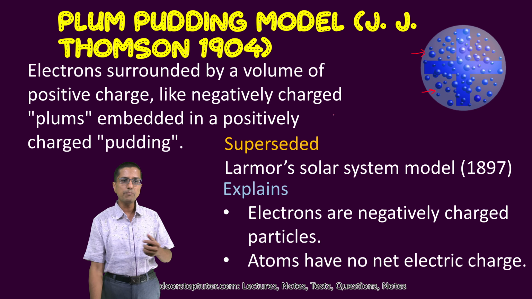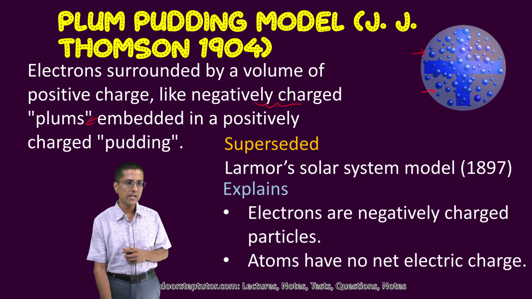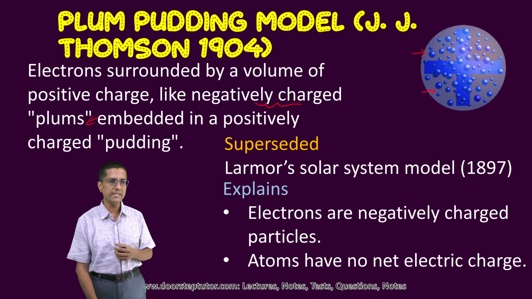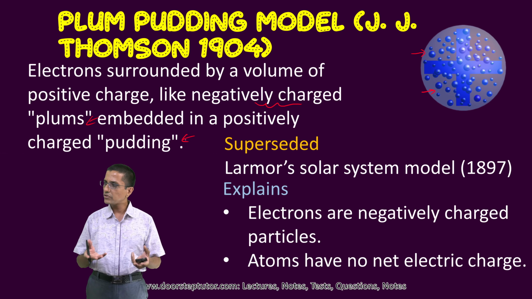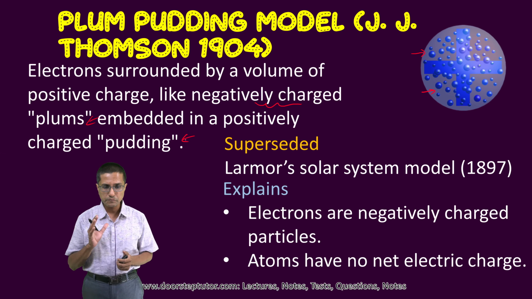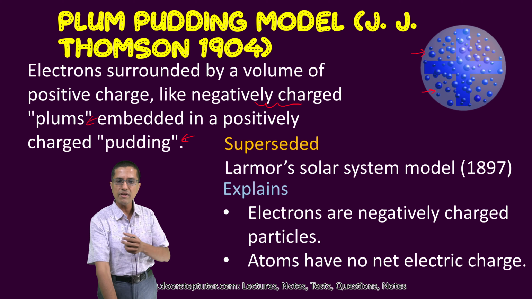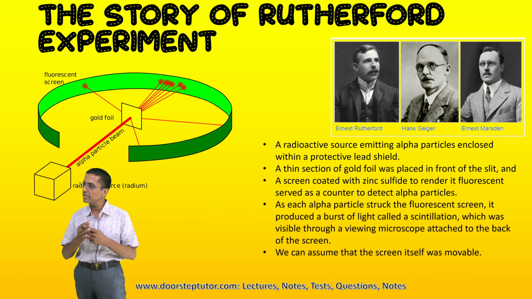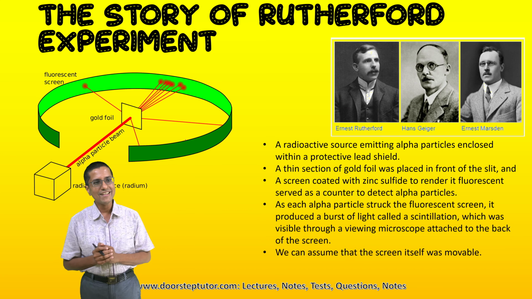So they called it the plum pudding model. The plums were negatively charged, similar to the chocolate pieces in our cookie, and the entire atom was a pudding, which was of course the positively charged atom. So this was the prevailing model. It gained a lot of support because it did away with the problem of Larmor's model. And of course, we now know that this was also completely wrong. Atoms are not like chocolate chip cookies.